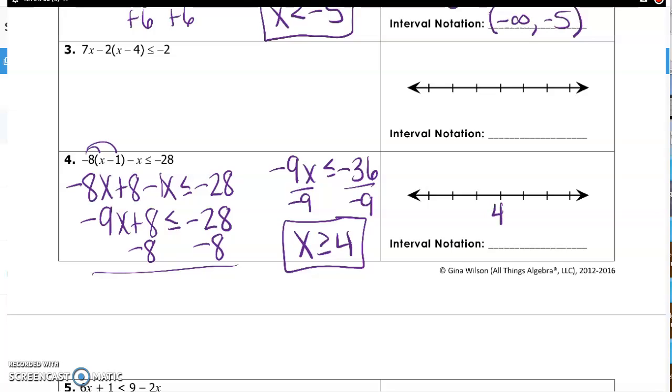So I'm going to put 4 there, skip 1 and put 5, skip 1 and put 3. This time we have a closed circle because we're including 4, and we shade to the right for greater than. Now that it's a greater than, we start with 4 with a bracket because it's a closed circle, comma, we're going up to infinity. It's going right as far as possible, so then we put a parenthesis.